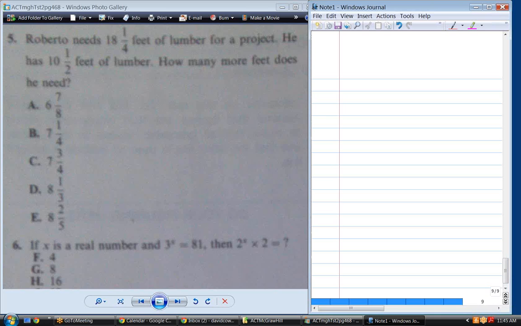So what are you going to do, first of all? What's the first step? The only step. What are you going to do? You're going to multiply these two numbers? You're going to add them? You're going to subtract them? What are you going to do? Subtract them. Now, do that problem as fast as you can.